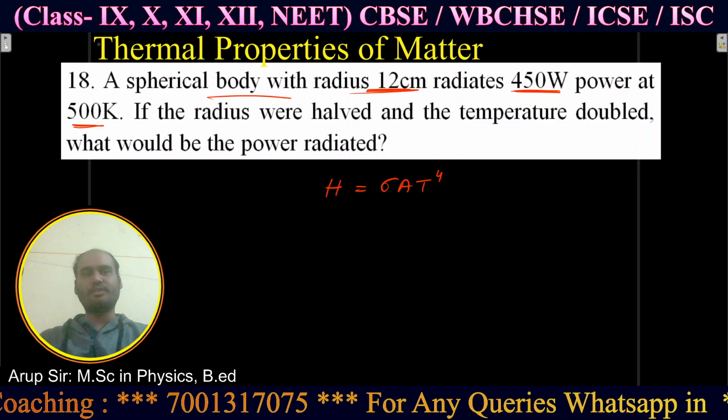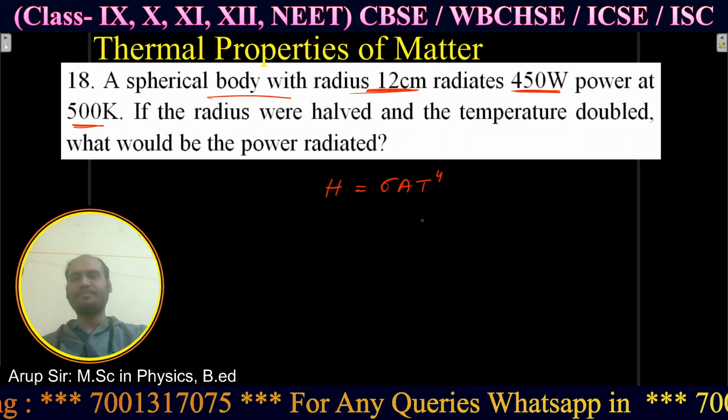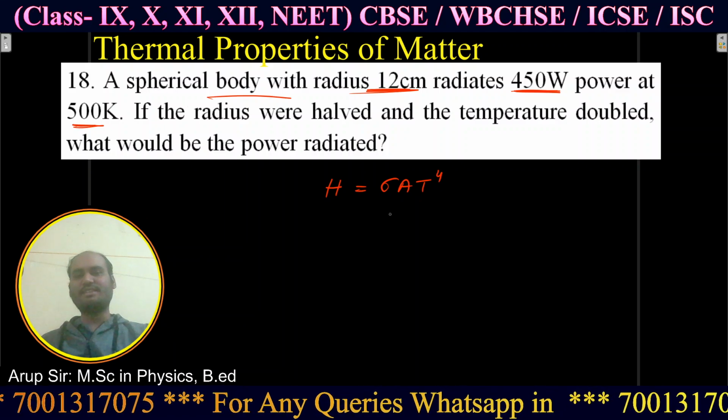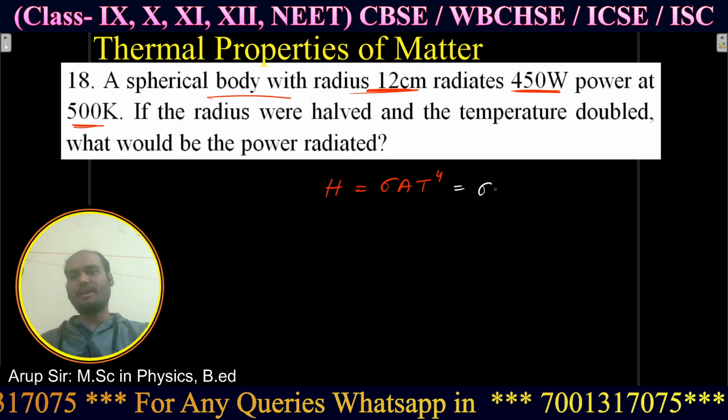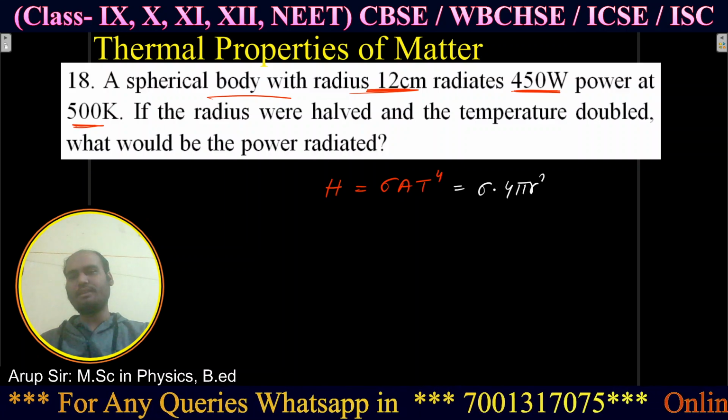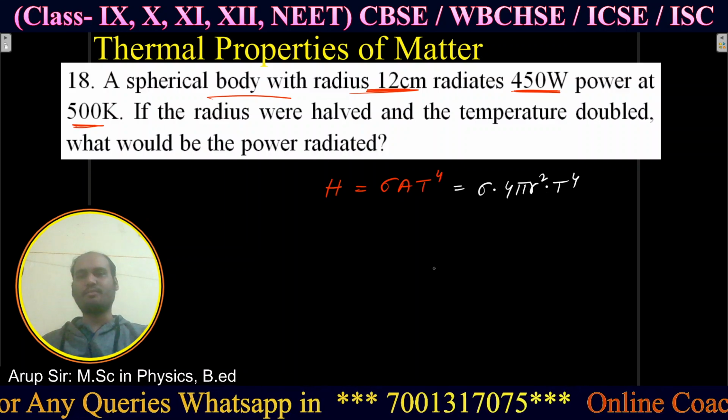This is the formula, right? Sigma A T to the power 4. But here the body is in spherical shape, so it is sigma into 4 pi r square into T to the power 4. This is the formula.